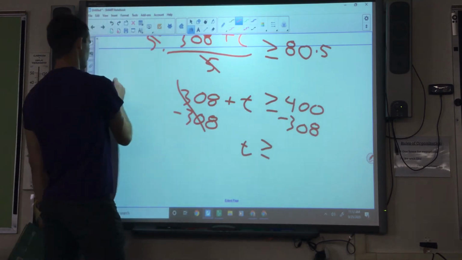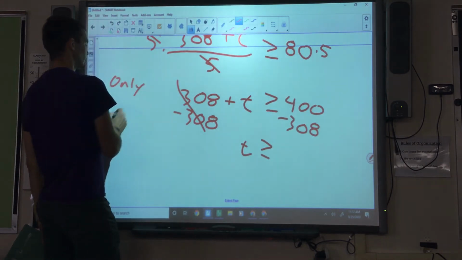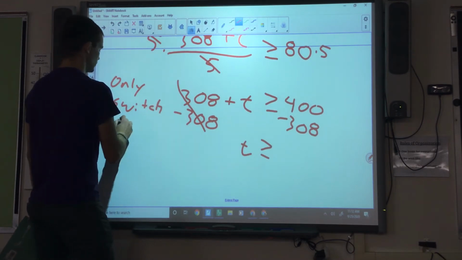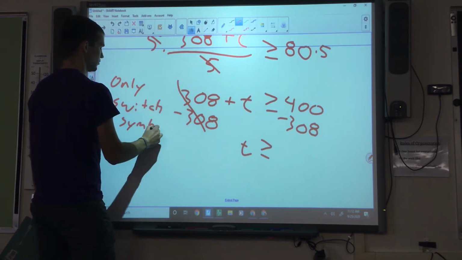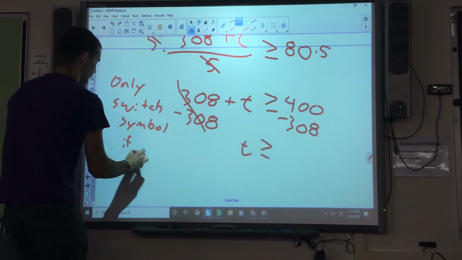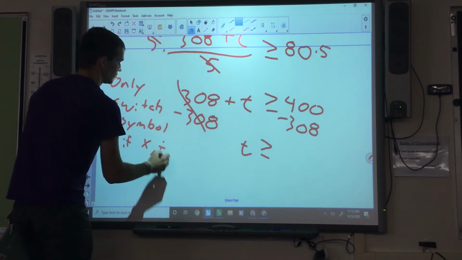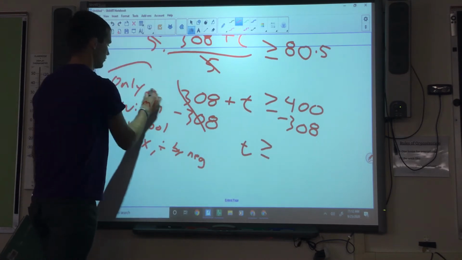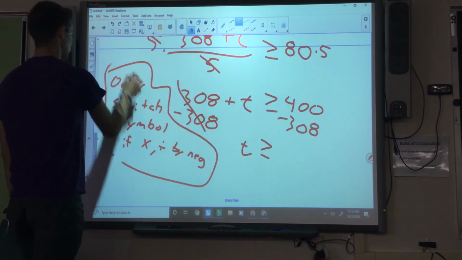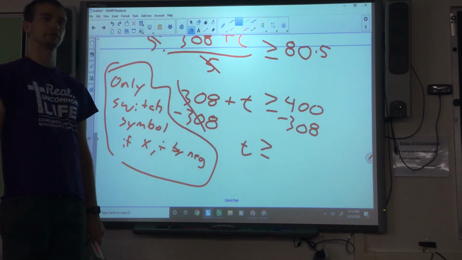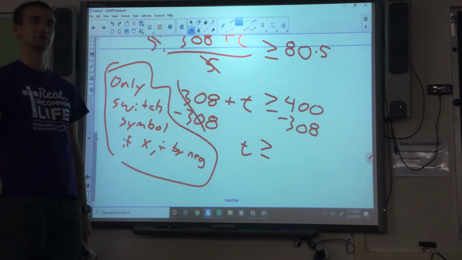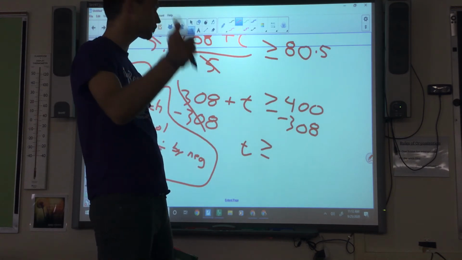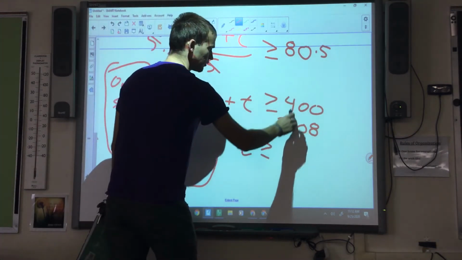Multiplying or dividing. So make yourself a little note: only switch the symbol if multiplying or dividing by a negative. Don't forget that. Circle whatever it is, but you're not going to have the right answer if you don't. You guys remember when we were correcting in class the other day? You had a lot of them where you said, oh, I'm going to switch it. Well, now you don't have to.